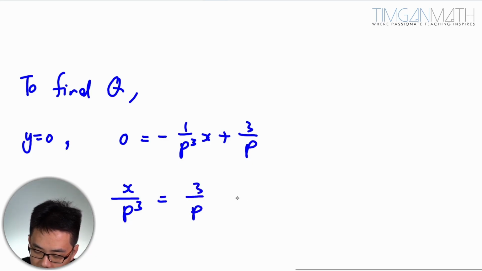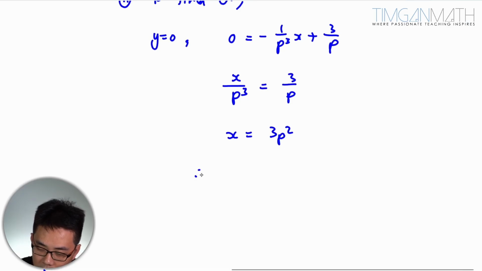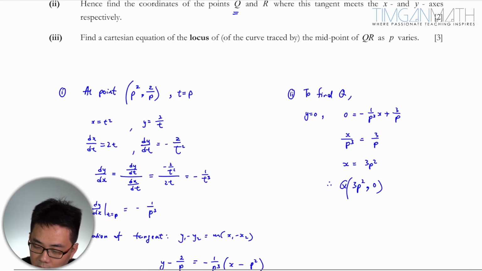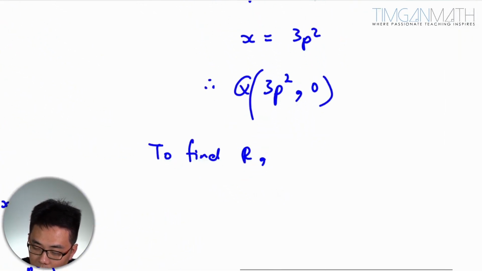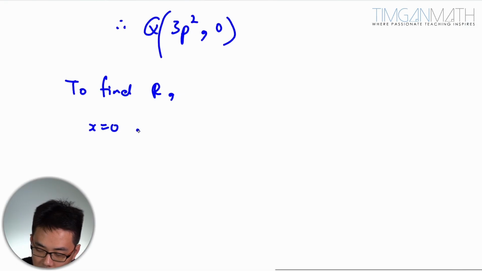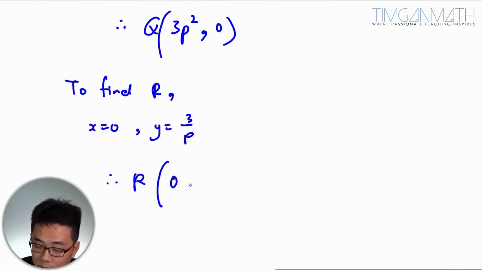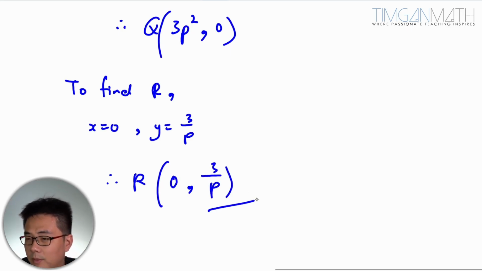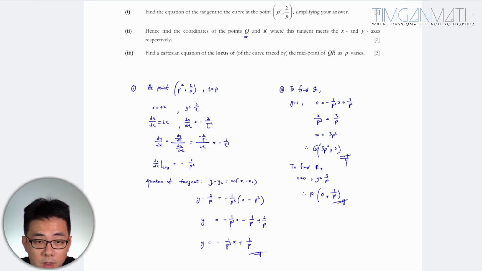So 3 over p x equals 3p squared. Hence Q is actually (3p squared, 0). To find R, that is when x equals 0, so just substitute x equals 0 into this expression here. y will equal 3 over p. So hence R will just be (0, 3 over p). These are the two points here. Let's see the third part.